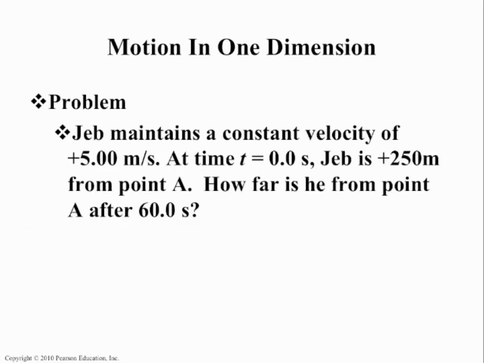Let's do another problem. Jeb maintains a constant velocity of plus 5.00 meters per second. At time t equals 0.0 seconds, Jeb is plus 250 meters from point A. How far is he from point A after 60.0 seconds? Alright, so you're given his initial position and his final position. You should be able to figure this out. So pause the video and do it on your own, then resume when you have your answer.